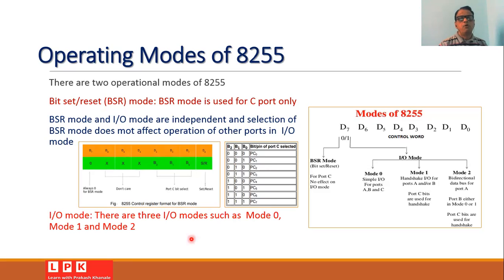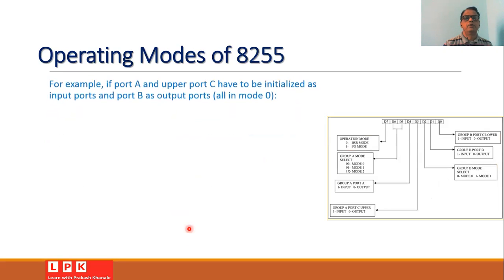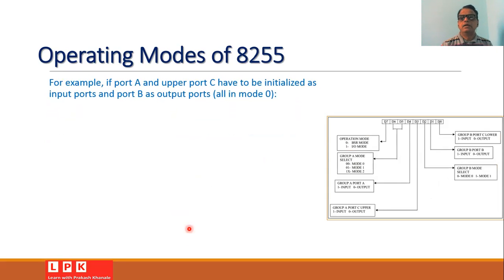As I told you, in IO mode, there are three IO modes, such as mode 0, mode 1, and mode 2. Now we will understand some examples through which we will understand how this control word can be set.